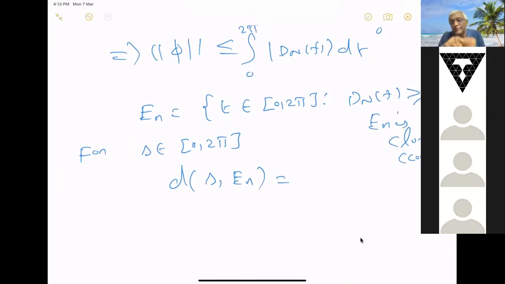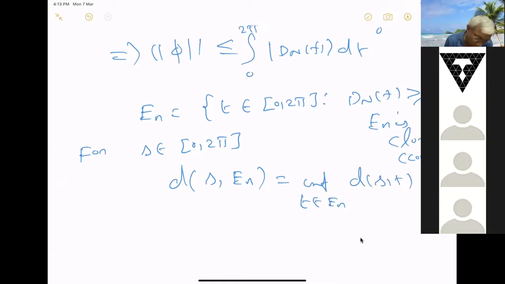In fact, if you want to produce continuous functions on metric spaces, this is one way of producing continuous functions in an arbitrary metric space. So d(s, E_n) equals the infimum over t in E_n of d(s,t). This is the distance between a point and a closed set, which is well defined. So this is the infimum. And this d(s, E_n) is continuous.